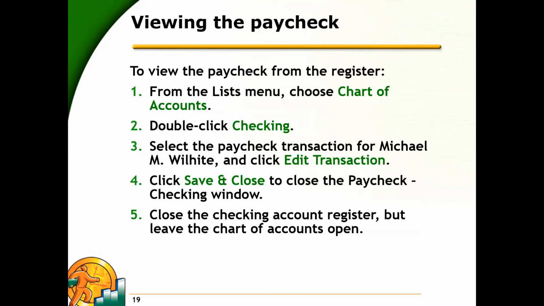Viewing the paychecks. To view paychecks from the register, from the account list menu, choose Chart of Accounts. Double-click on Checking and select the paycheck transaction for Michael M. Wilhite and click on Edit Transactions. Click Save and Close on the Paycheck Checking window. Close the checking account register, but leave the Chart of Accounts open.